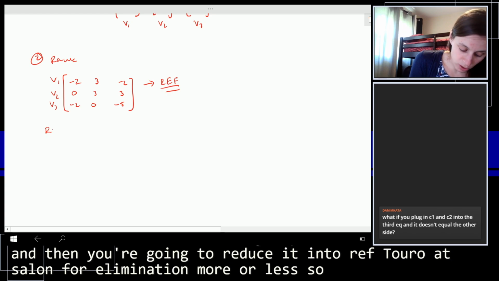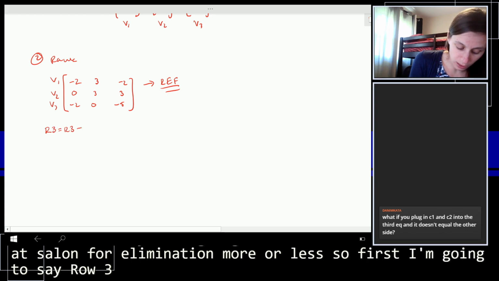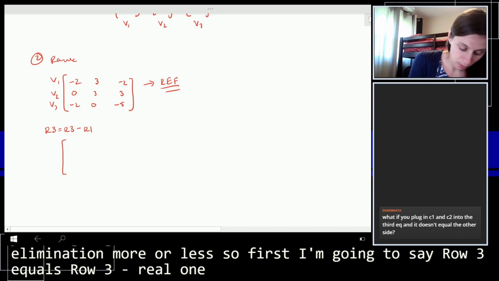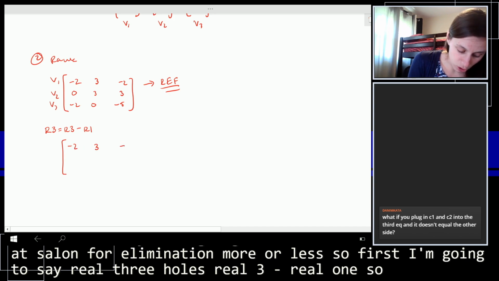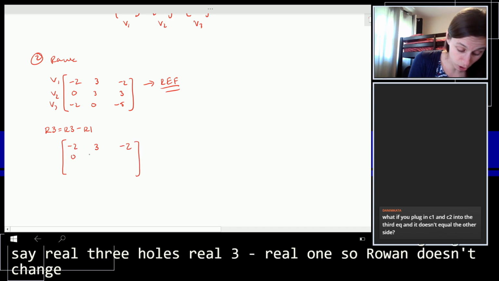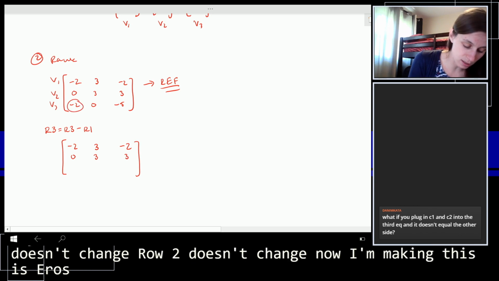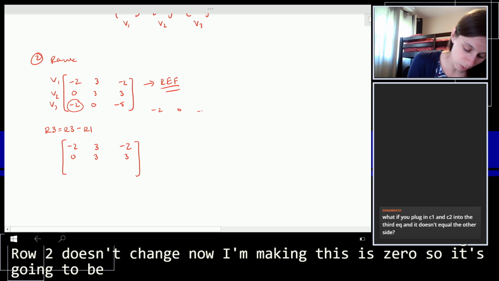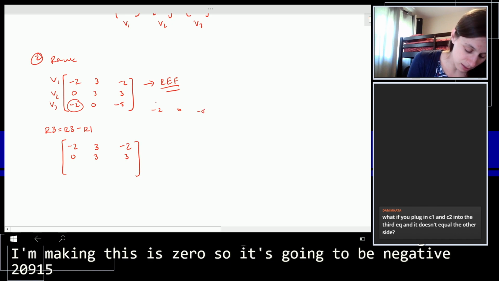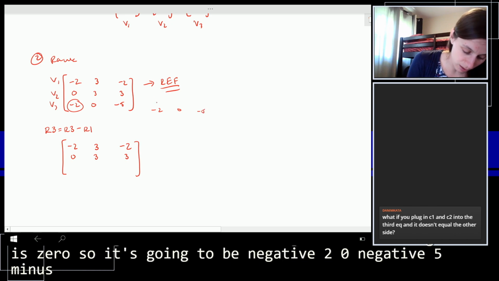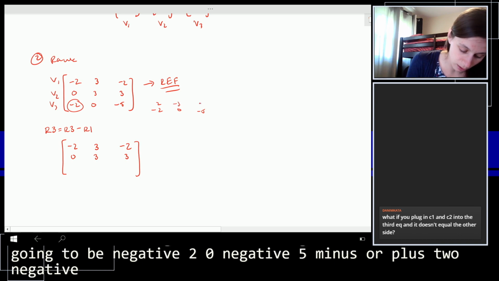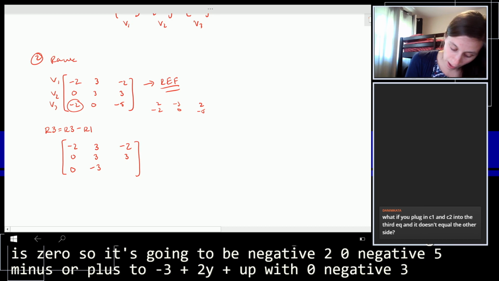So first I'm going to say row 3 equals row 3 minus row 1. So row 1 doesn't change. Row 2 doesn't change. Now I'm making this a 0, so it's going to be -2, 0, -5, plus 2, negative 3, and 2. So I end up with 0, negative 3, and negative 3.